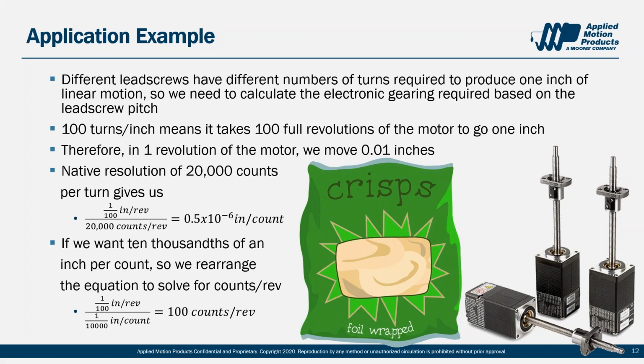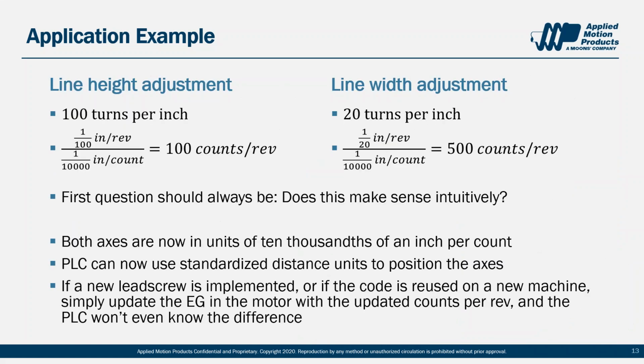Bear with me one more minute here, and let's look at a second axis with a different lead screw, and I'll tie it all together. So the left-hand column is the example from the previous page, with a 100 turn per inch lead screw leading to a 100 count per rev setting for electronic gearing. On the right, we see that we have a different 20 turn per inch lead screw used for line width adjustment, which we need because the different bag form factors have different widths, and it's important for them to be centered under the sealer without crushing the chips inside. If we sub in the new lead screw spec into the same formula, we yield an electronic gearing setting of 500 counts per rev for this second motor.